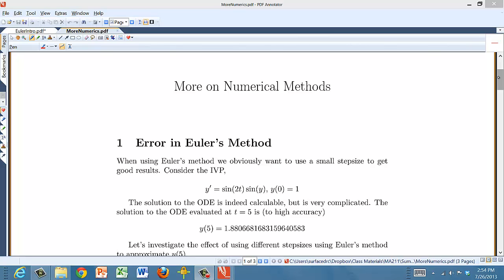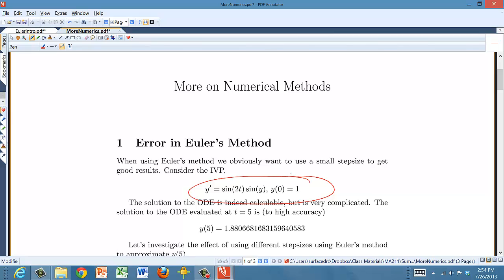We talked last time about Euler's method, and suppose I have an ODE that I want to solve, like this one. We worked on this actually last class. And I'd like to approximate y at time 5.